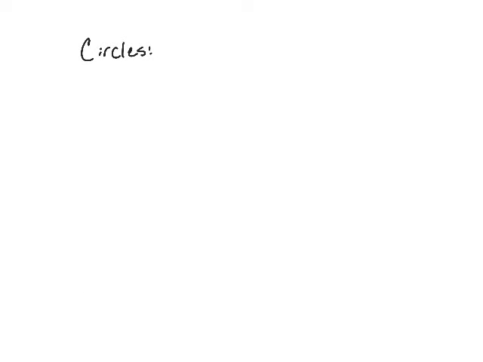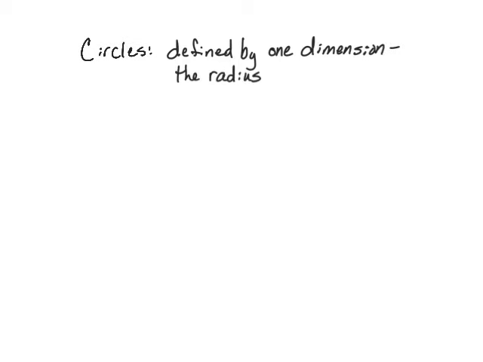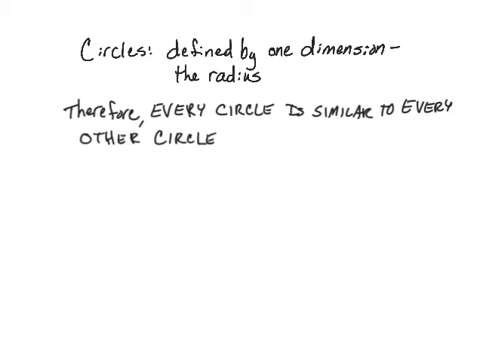So next we're going to talk a little bit about circles. And circles can be completely defined by just one dimension, the radius. That's the only dimension you need to make a circle. So, because of that, anytime I have two circles, I can always create a scale factor between them because there's only one dimension in a circle. Therefore, every single circle is similar to every other circle because you can always write a scale factor between them.